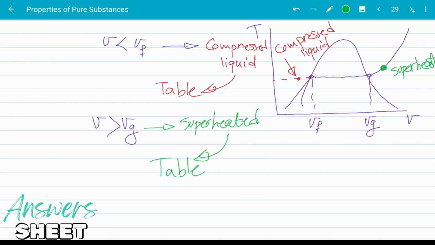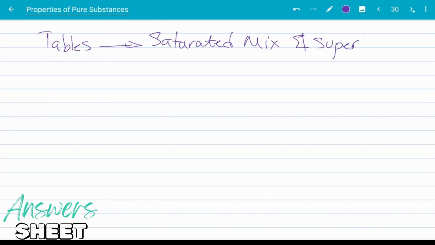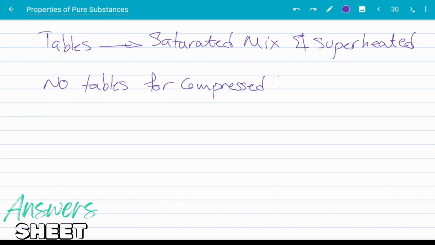Now, please take note that the volume can be replaced by U or enthalpy or even entropy. The conclusion is the same. Usually there are tables for both saturated mixture and superheated regions. There are also tables for compressed liquid, but not as much. So usually no tables for compressed liquids.